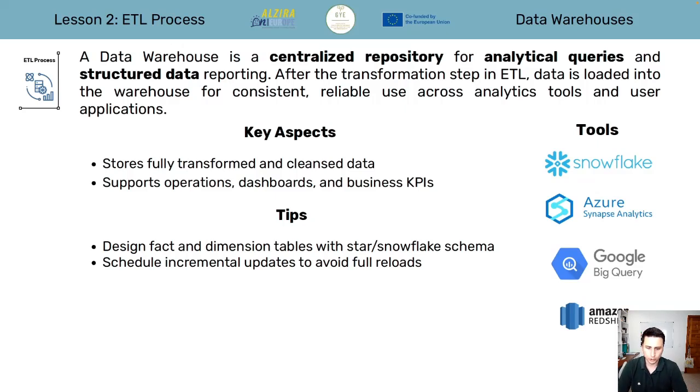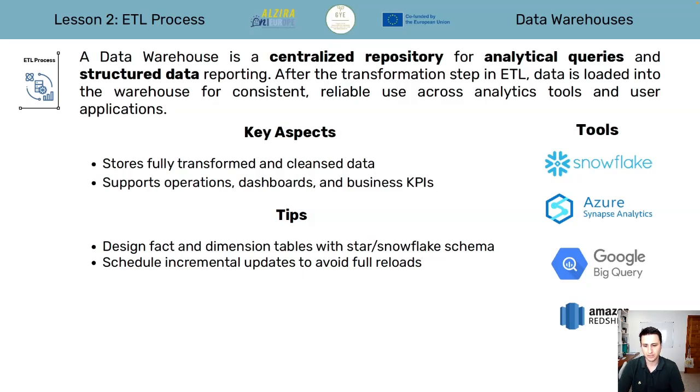some tips or recommendations. It's important to design facts, okay, and dimension tables with snowflake schemas, okay, to see the different relationships. The dimension tables are stable, so they are updated, but they are more stable. And the facts are like the movements that are changing, and they are related with the dimension tables. Okay, so we should prepare the snowflake or star schema. Okay, and then we could schedule the incremental updates to avoid full reloads.